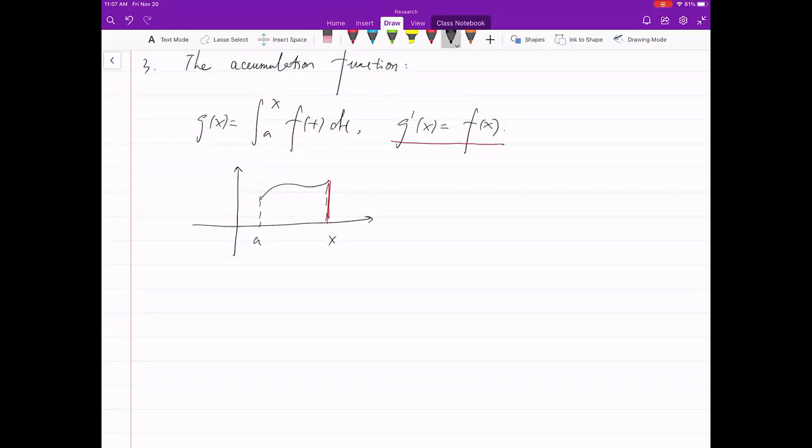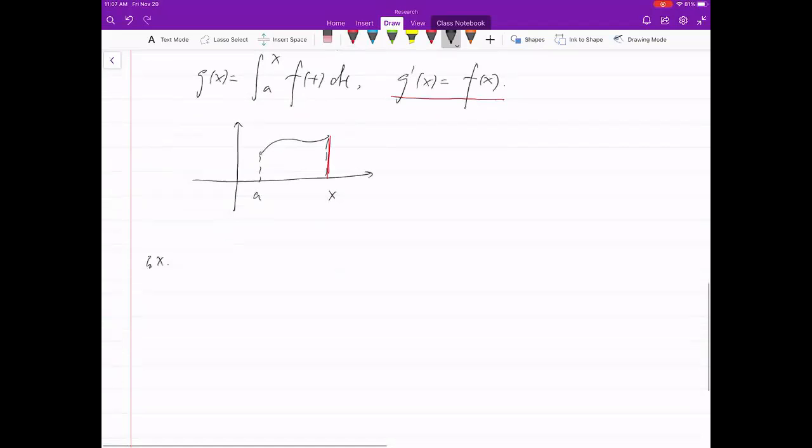So with that in mind, let's see some examples. Number 1, let h of x equal the integral from 2x of sine t dt, find h prime x.